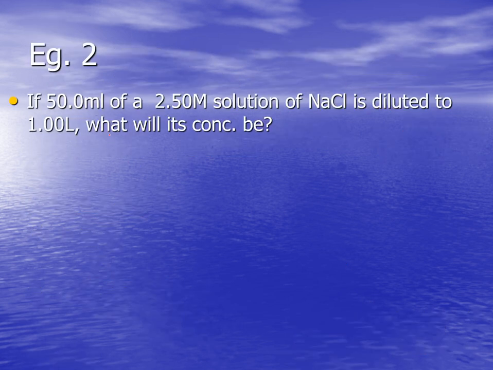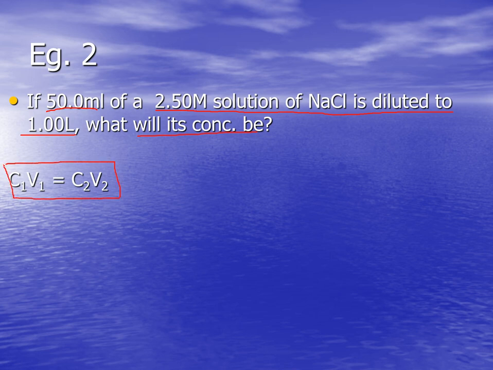Example 2. We have 50 mL of a 2.50 mole per liter solution of sodium chloride diluted to 1 liter. What will the concentration be? So in this case, we're solving for concentration. Again, you can very quickly use the dilution equation, C1V1 equals C2V2. Define your terms, plug them in, and solve.